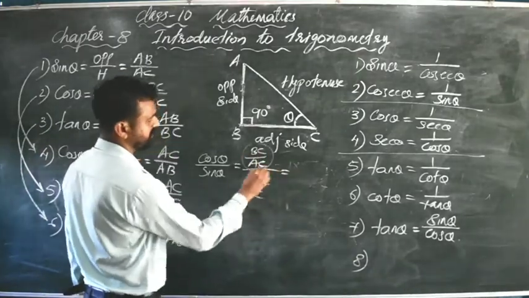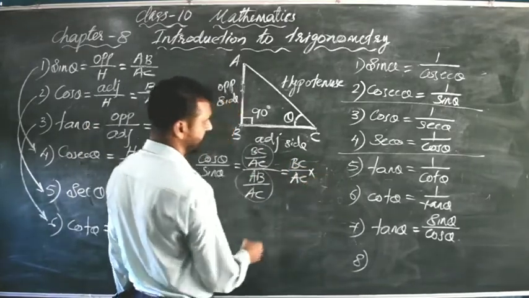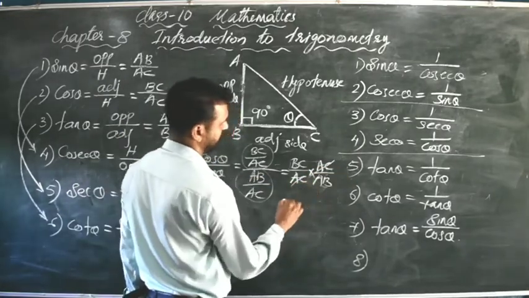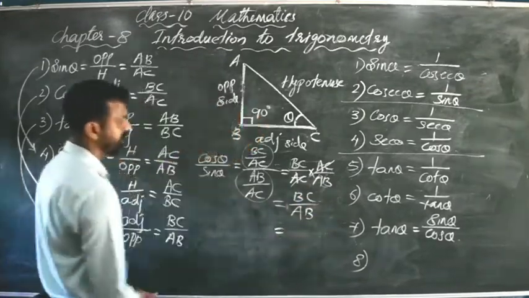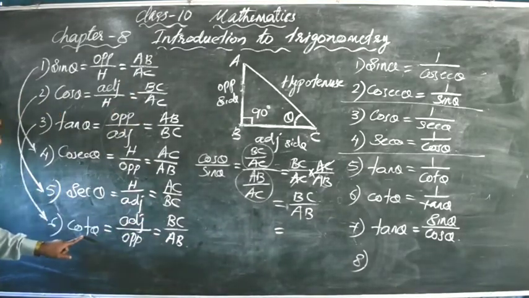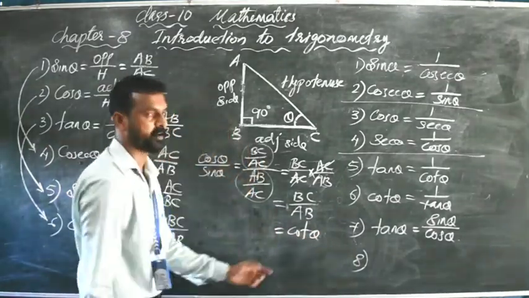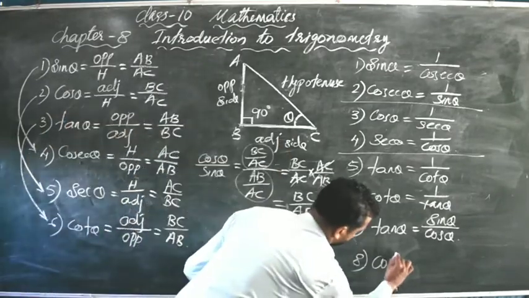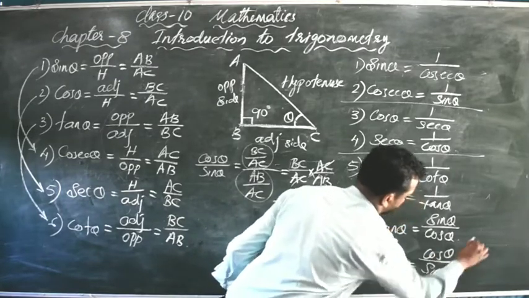Now multiply the numerator into the reciprocal of the denominator, that is BC divided by AC into the reciprocal of AB by AC, that is AC divided by AB. AC we can cancel. BC divided by AB. Which ratio is that? Yes, BC divided by AB is equal to cot theta. Therefore, cot theta is equal to cos theta divided by sin theta.